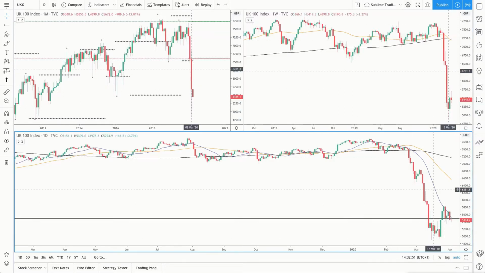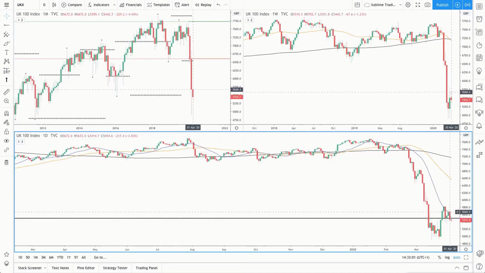On the daily time frame, price is below the 200, the 50 and the 20 simple moving averages. But yesterday I mentioned how the 20 simple moving average is acting as resistance. We can see yesterday's price action, bearishness to the downside. Price closed below this area of support, which is now resistance. So potentially we could see further weakness to the downside.